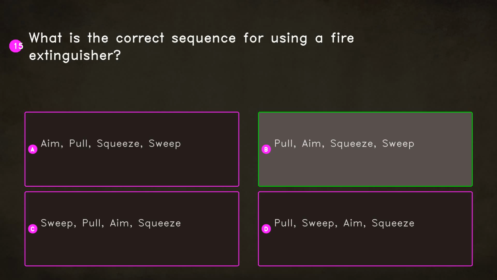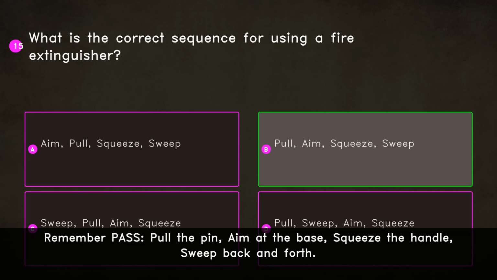The correct answer is pull, aim, squeeze, sweep. Remember: PASS. Pull the pin, aim at the base, squeeze the handle, sweep back and forth.